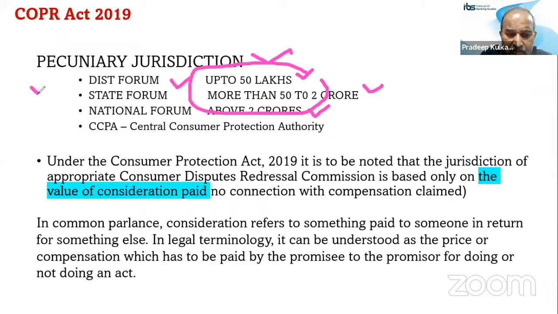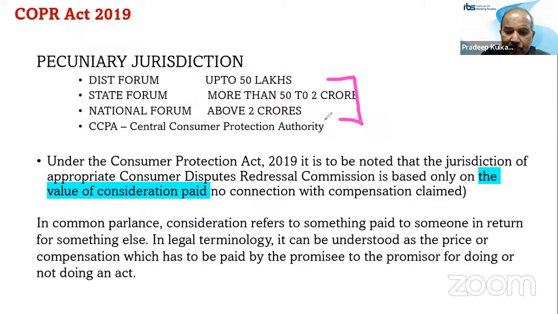If somebody is not happy with the district forum judgment, they may appeal to the state. The person unhappy with the state may appeal to the national, and the person not happy with the national has to appeal to the Supreme Court. This is the step-by-step process.